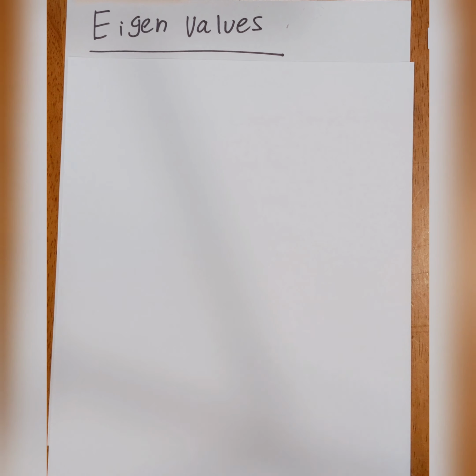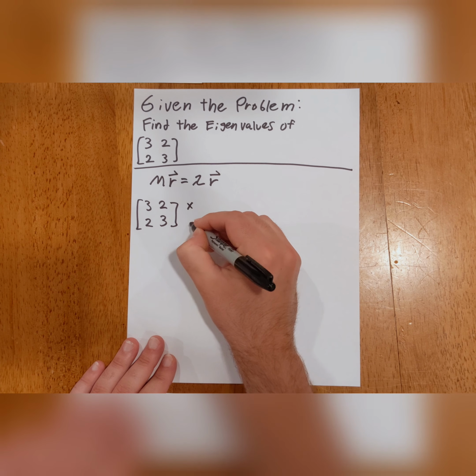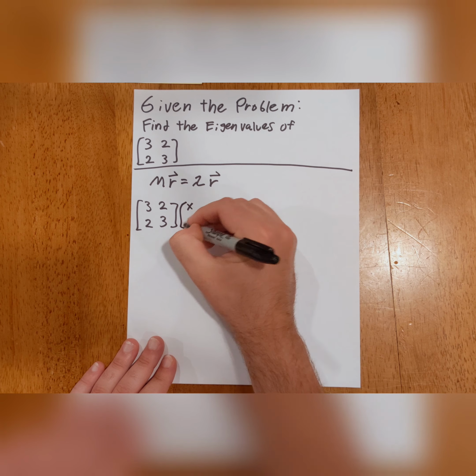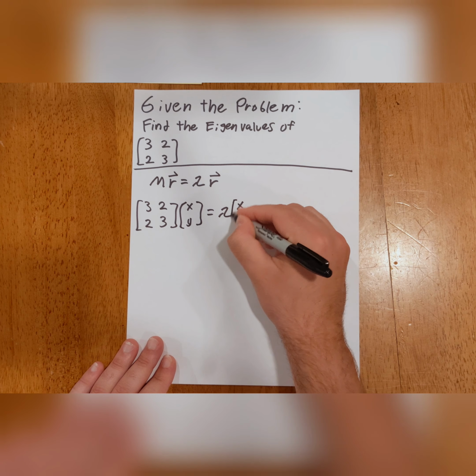Okay, so given the problem, find the eigenvalues of the matrix [3, 2; 2, 3]. We are first going to get it into the form of M times a column vector equals lambda times the same column vector, and we could write this as such, with our column vector being something like x and y on both sides.